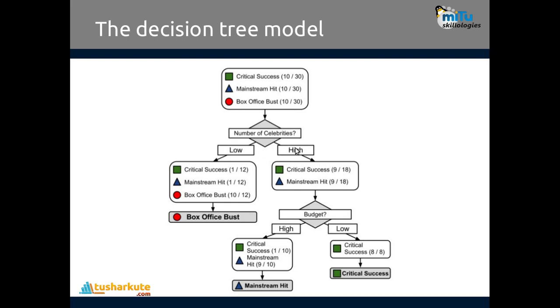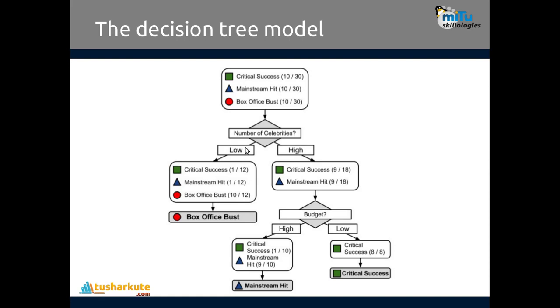Decision tree actually performs the operation with the help of the data, so above 5, below 5, something like that, it will have a split. Okay, when the number of celebrities is low, 12 movies are there. Out of 12 movies, 1 movie is a critical success, 1 movie is a mainstream hit, and 10 movies are box office bust. So it means that now the decision is approaching towards the box office bust. So when the number of celebrities is low, then your movie can be a box office bust.